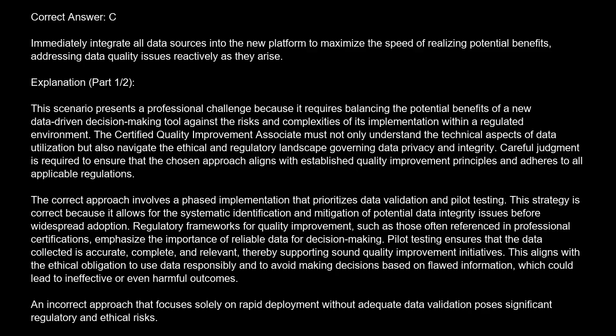This strategy is correct because it allows for the systematic identification and mitigation of potential data integrity issues before widespread adoption. Regulatory frameworks for quality improvement, such as those often referenced in professional certifications, emphasize the importance of reliable data for decision-making. Pilot testing ensures that the data collected is accurate, complete, and relevant, thereby supporting sound quality improvement initiatives. This aligns with the ethical obligation to use data responsibly and to avoid making decisions based on flawed information, which could lead to ineffective or even harmful outcomes.